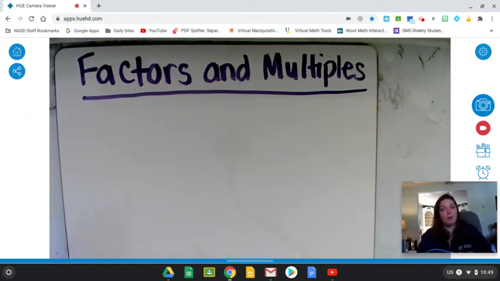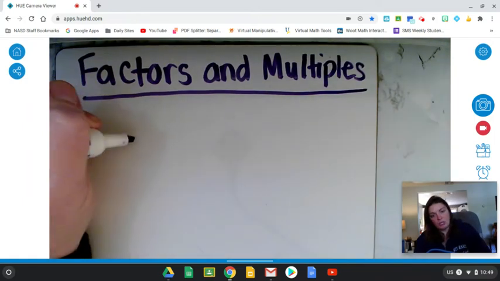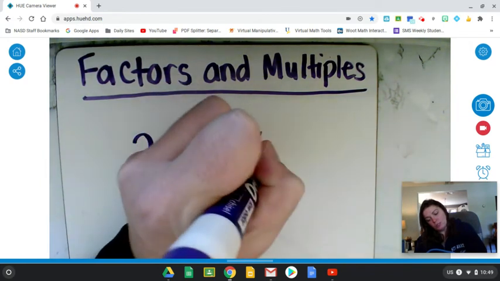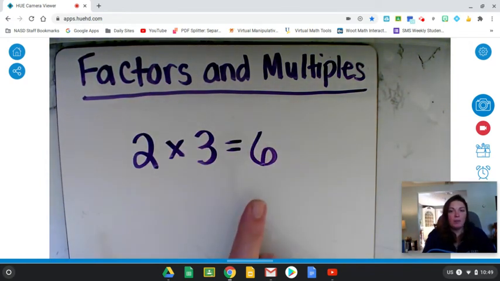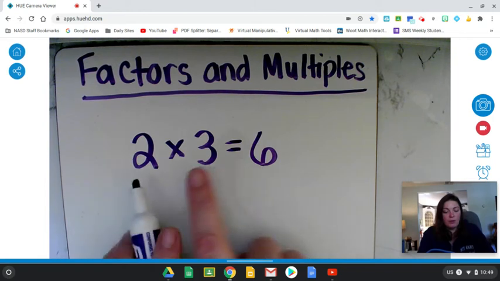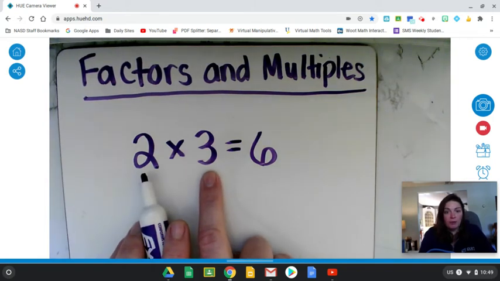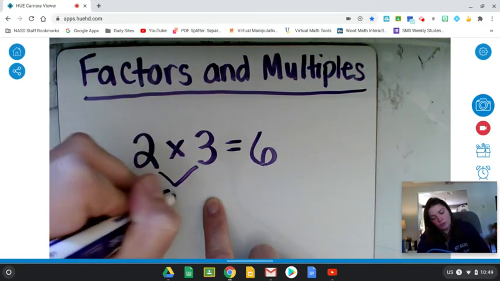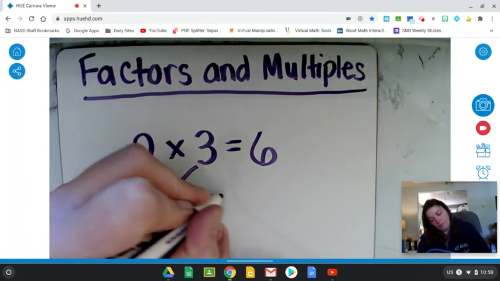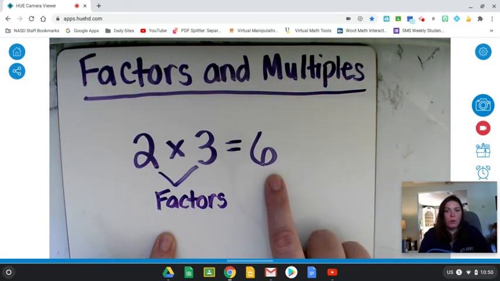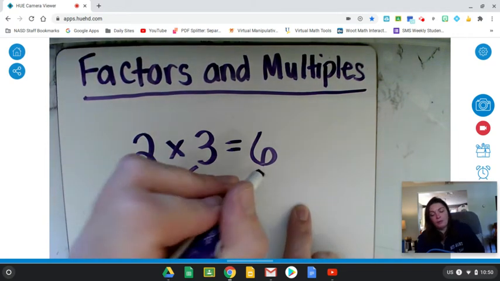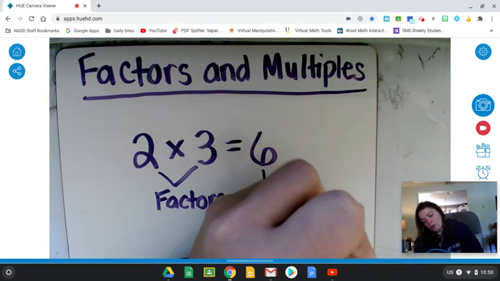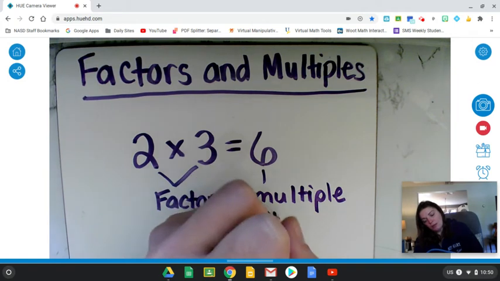So when we have a multiplication sentence, such as 2 times 3 equals 6, these numbers have names. The numbers that you're multiplying together, the 2 and the 3, are called factors. What you get when you multiply them together, the 6, is called a multiple or a product.